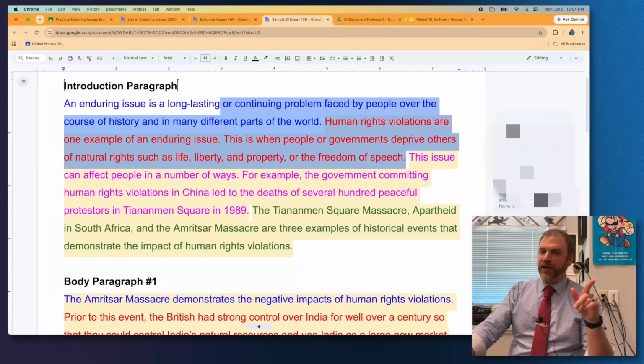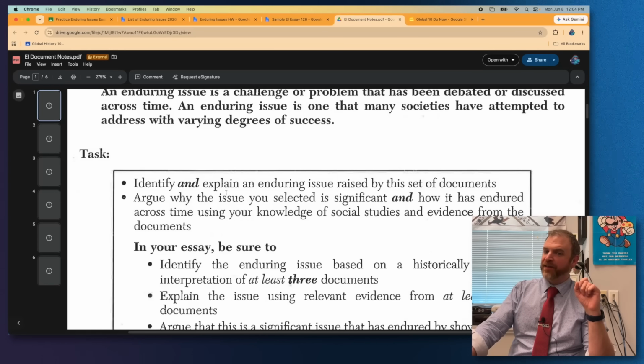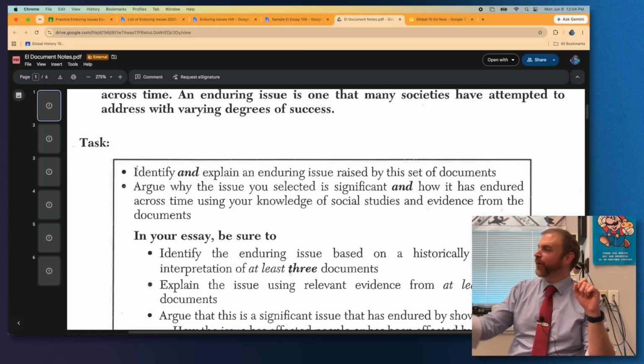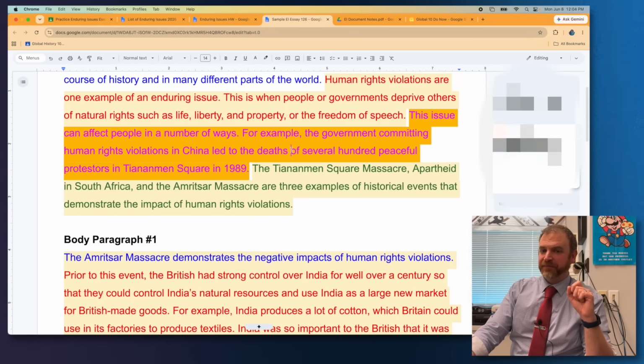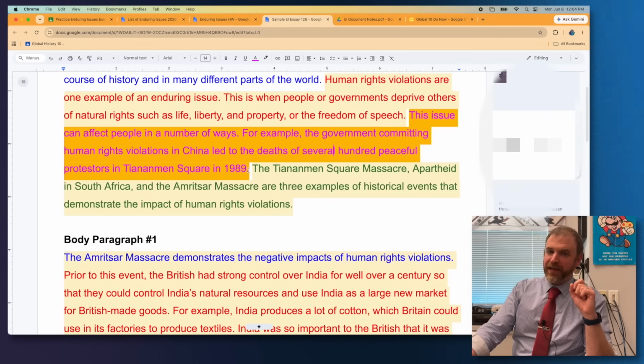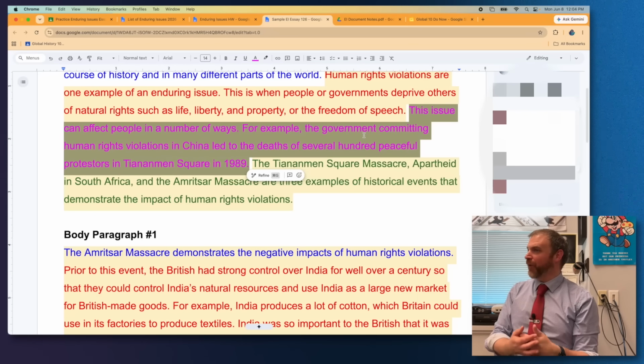I've already hit on a couple of the key parts of the essay task. I identified and explained an enduring issue in the documents. I already checked off the first bullet point in my essay task. Next, in the introduction paragraph, I gave the reader a little preview of what's to come by highlighting one of the bad things that result from my enduring issue that I saw in the documents.